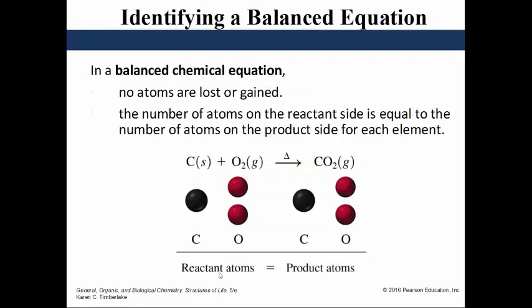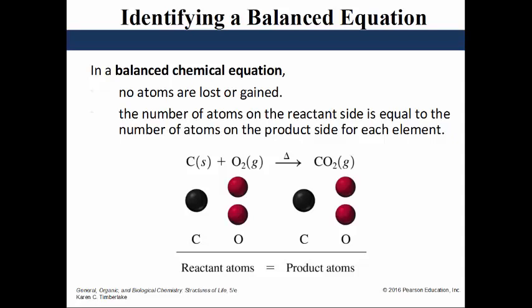Alright, now we'll move on to identifying a balanced equation. In a balanced chemical equation, no atoms are either lost or gained. The number of atoms you start off with in reactants will equal the same number of atoms in the products. So you can't have mass just disappearing for no reason. You can't have mass just appearing for no reason. What you start off with is what you'll end up with. It may be in a different form, but the number of atoms does not change.